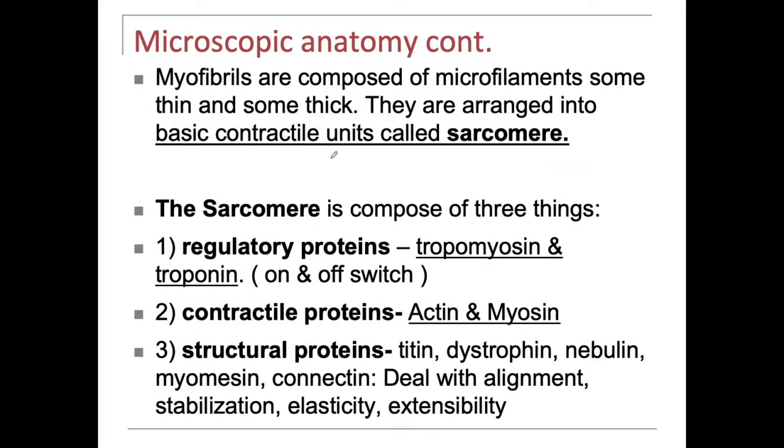So the sarcomere, which is the functional unit of muscle, is made up of these regulatory proteins called troponin and tropomyosin. They're basically the on and off switch. We have contractile proteins, which are actin and myosin. And again, the structural proteins that are involved with alignment and stabilization and elasticity of muscles. So these are the different types of proteins that make up the functional unit of muscle called the sarcomere.